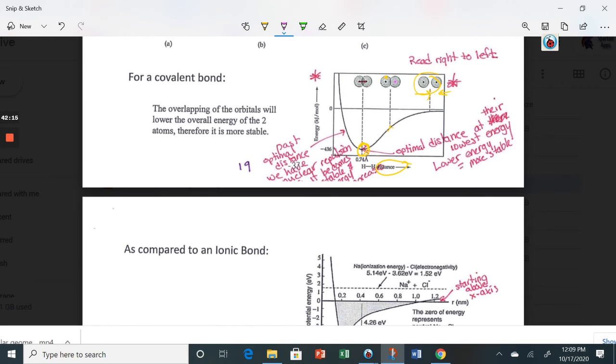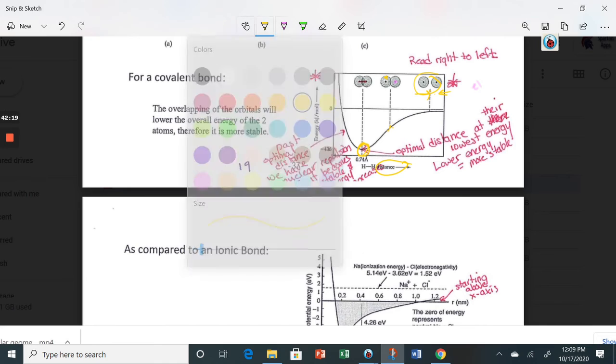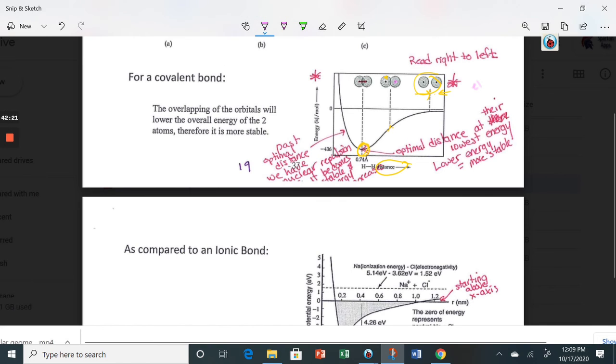Okay, so it's the electron of one atom attracted to the nucleus of the other atom. Okay, that's what the bond really is.